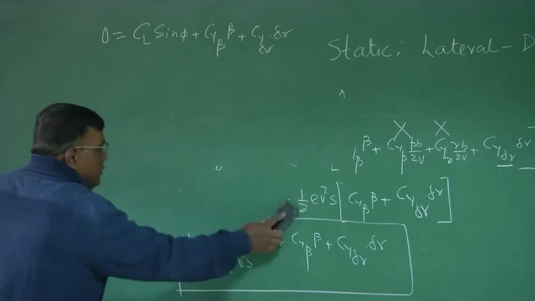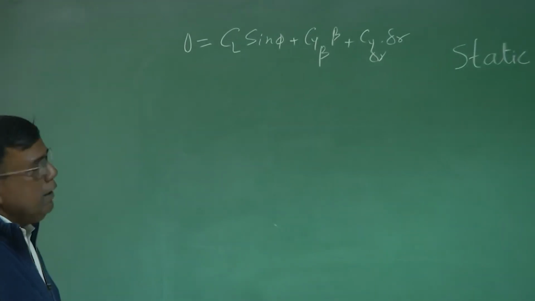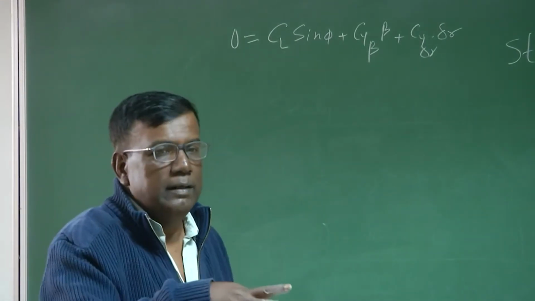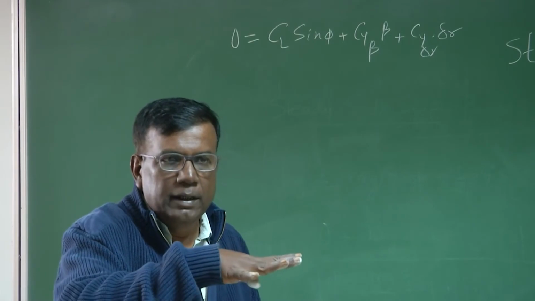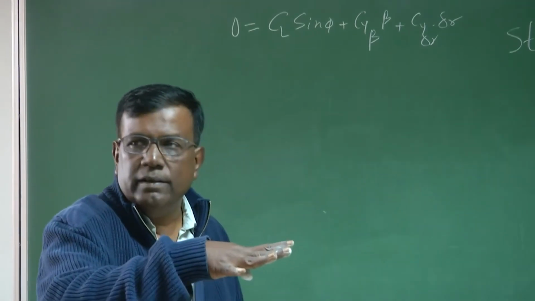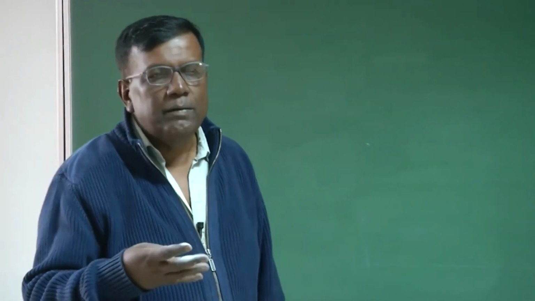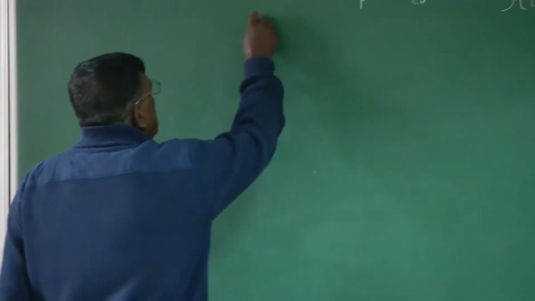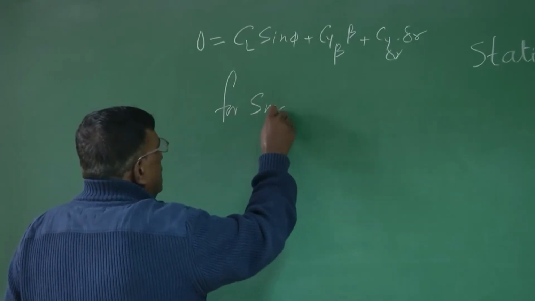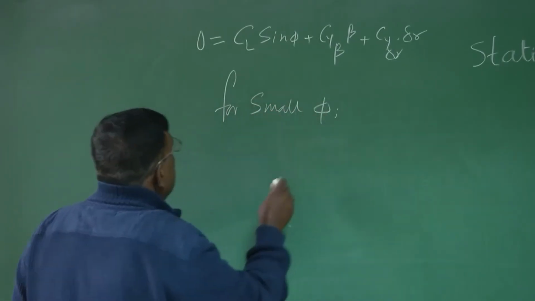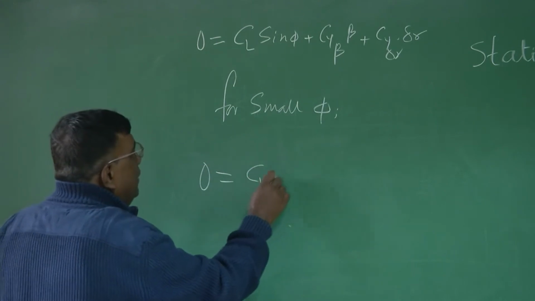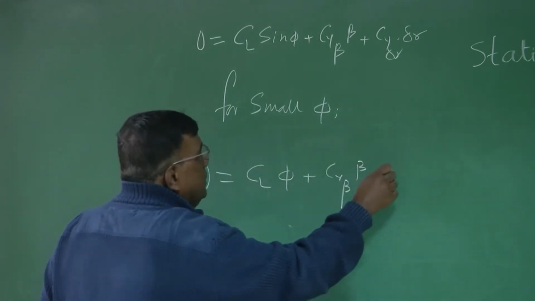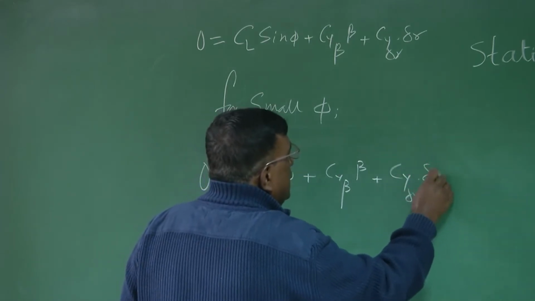Allow me to erase this part. Further simplification I can do if I am doing a small bank, right? I do not give a 60 degree bank and do steady side slip. Let's say within 10 degrees, 15 degrees bank, I am doing a steady side slip. Then I can do the approximation sin phi equal to phi, right? Within 10 to 15 degrees. So for small phi, the roll angle, the bank angle, 0 is equal to CL phi plus Cy beta into beta plus Cy delta R into delta R.